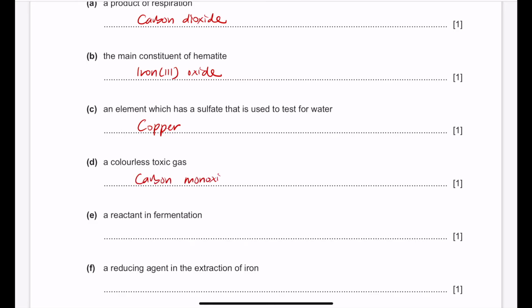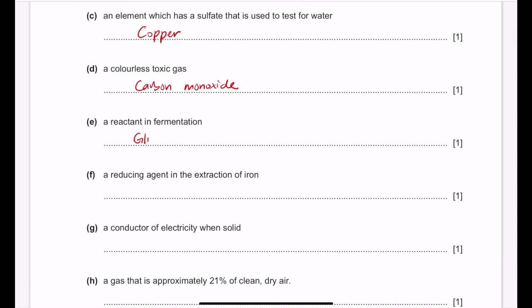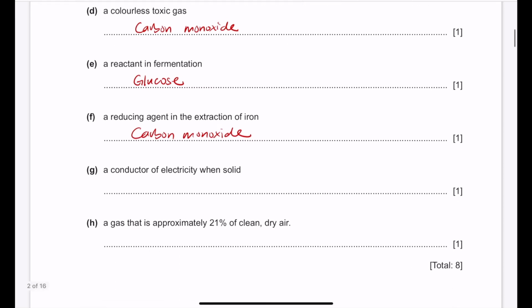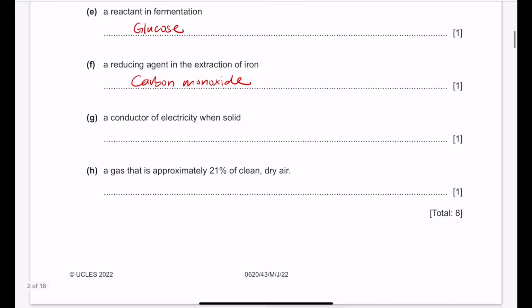Colorless toxic gas, carbon monoxide. Reactant in fermentation, we use glucose. Reducing agent to extract iron, it is carbon monoxide. Conductors of electricity in solid, so it has to be metals, copper. 21% in the air, oxygen.